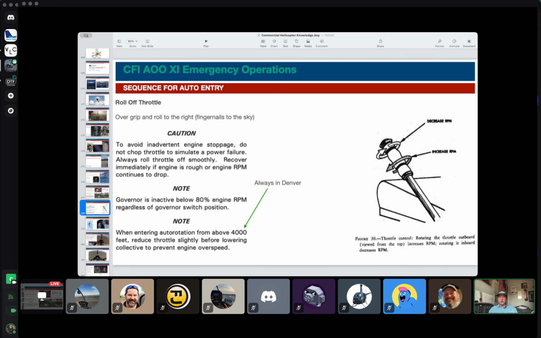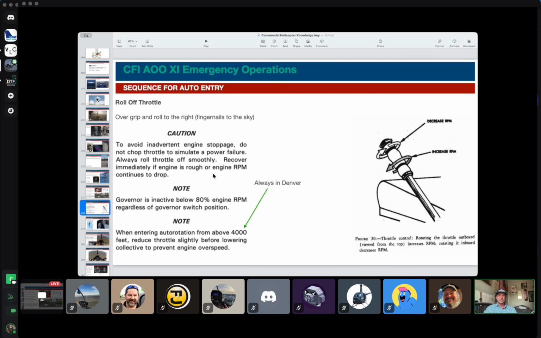Again, the POH says avoid inadvertent engine stoppage. Do not chop the throttle to simulate a power failure. Now, we might do that when we're close to the ground practicing hover autos, but we're not going to do that at 1,500 feet practicing auto rotations. Always roll the throttle smoothly. Recover immediately if the engine is rough or the engine RPM continues to drop. Roll throttle back on. We note that the governor is active below 80. We're aware of that.